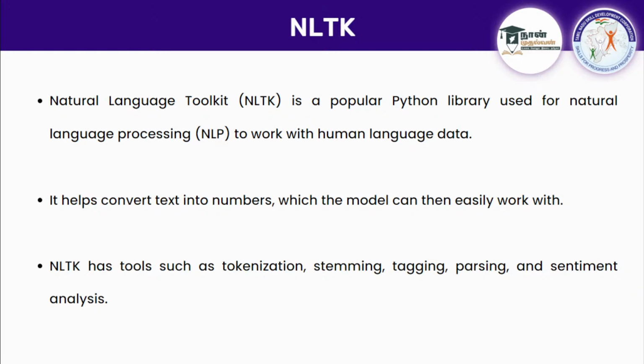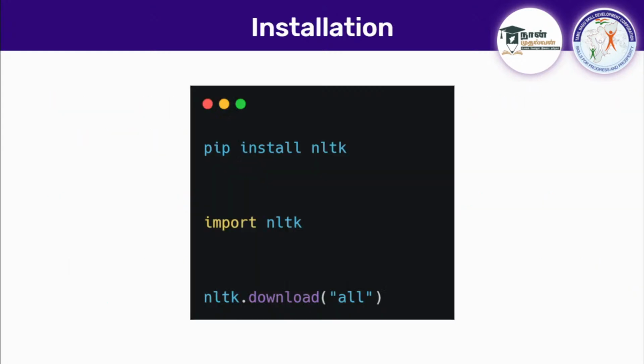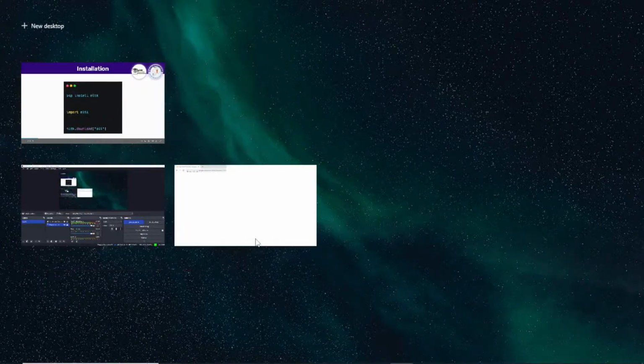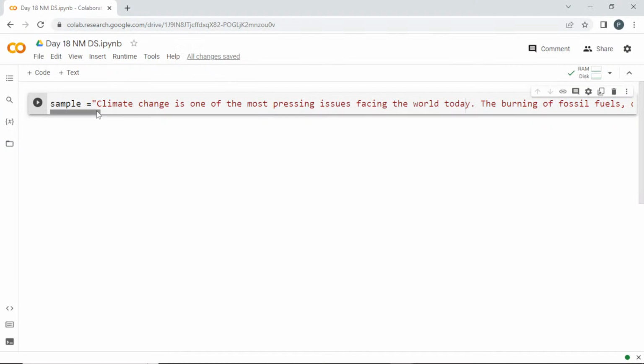NLTK has tools such as tokenization, stemming, tagging, parsing, sentiment analysis, and so on. We are going to cover a few of the tools. To install, you can go with pip install nltk, and once you've done it, you can import nltk. You have to download some extra things. First I'll initialize this because it may take some time to complete. You can go with nltk.download all. We'll repeat this in Google Colab and process this data, guys.